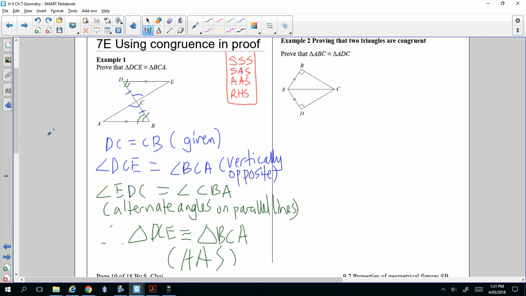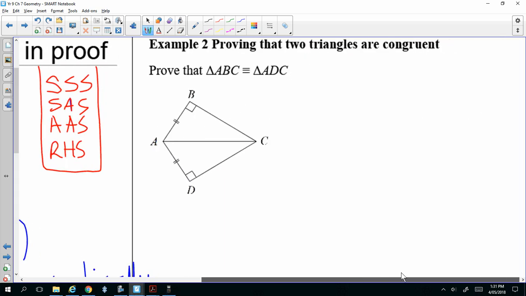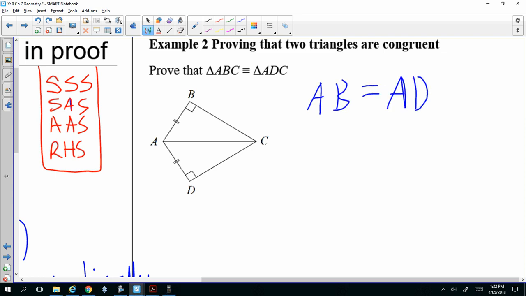Example 2. Prove triangle ABC, which is the one on the top, is congruent to triangle ABC. Okay, let's start. Let me ask a student, Ella, which two sides are equal? Very good. So you start with the obvious one. So you write down given. So we've got two sides equal. Let me ask another student, Dominic, any other things that are equal? That's obvious to you.